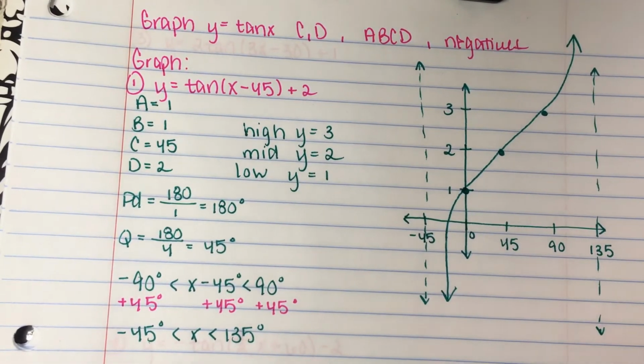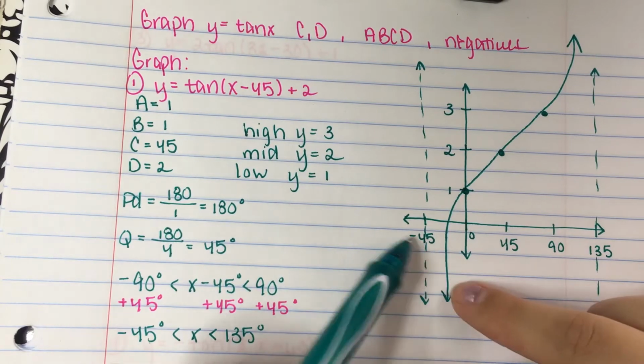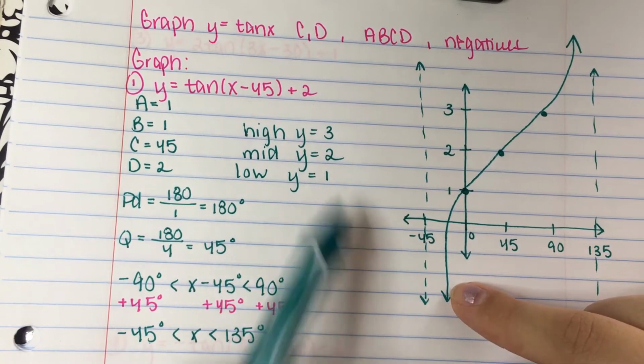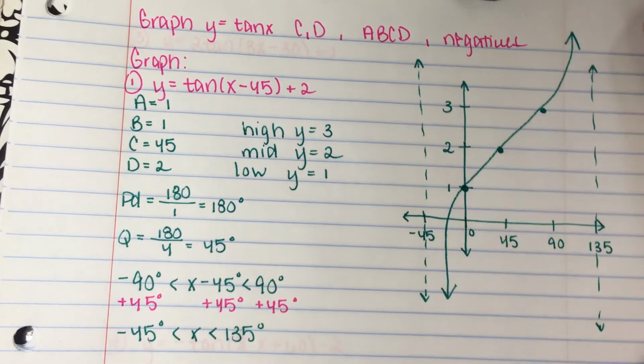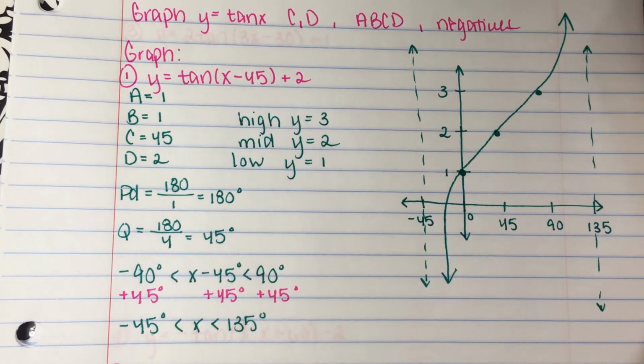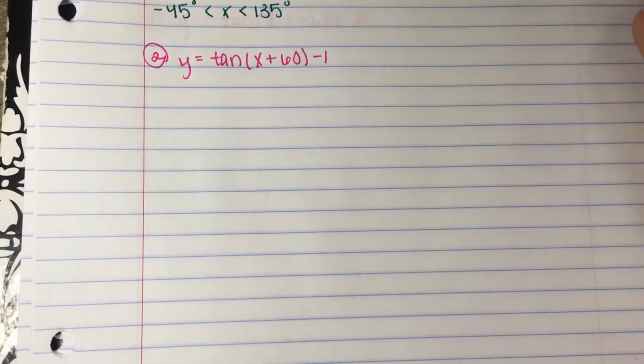And then peeking back at our transformations, we can see it's moved to the right 45 degrees because we usually start at negative 90, and it's moved up 2 because usually this point is through 0. All right, there's the first one. Let's take a look at number 2.